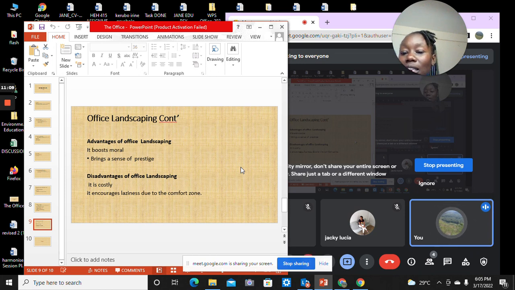And then it encourages laziness due to the comfort zone. So many people may tend to be comfortable when they are working in a landscaped office and may sometimes try to relax instead of doing what they are supposed to be doing, which is working.